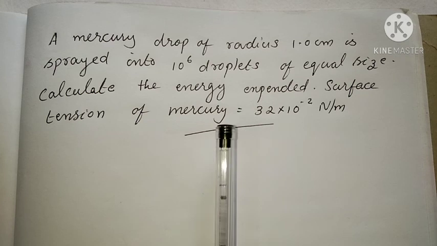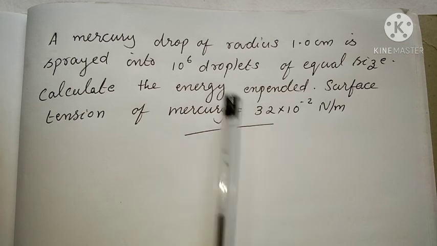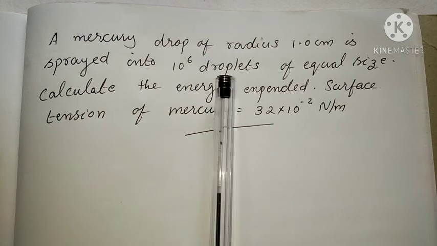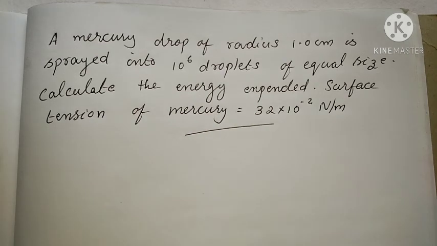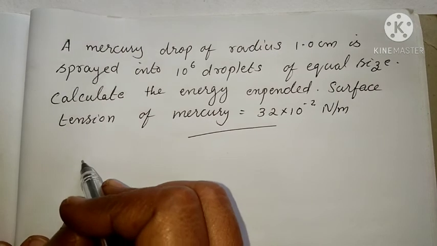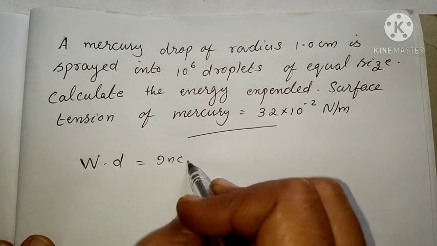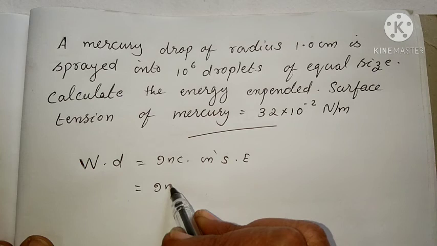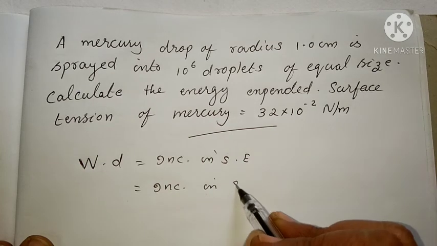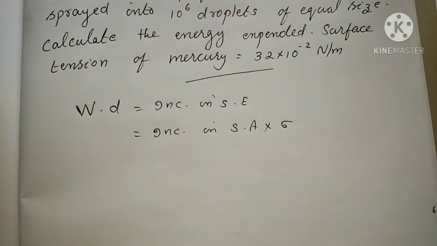So for that you should find out the work done. How much work done to change the mercury droplets into 10 raised to 6 droplets. So you know that work done is equal to increase in surface energy. So that is equal to increase in surface area into surface tension. So first you want to find out the increase in surface area.